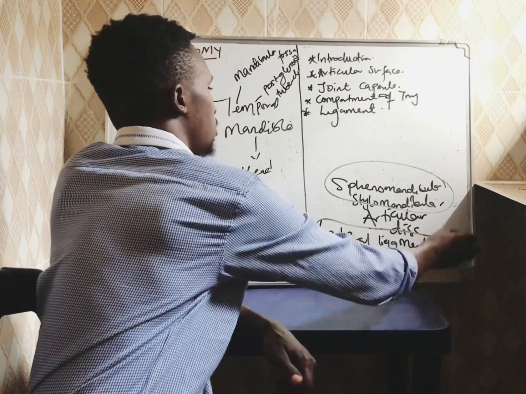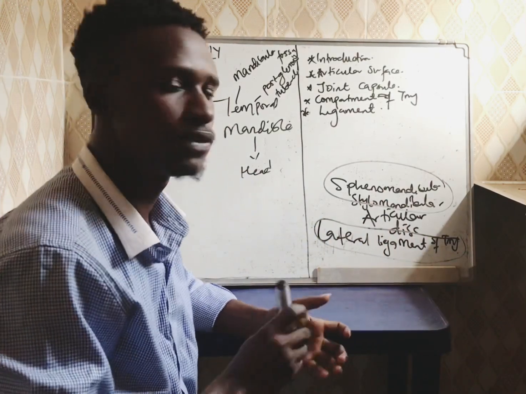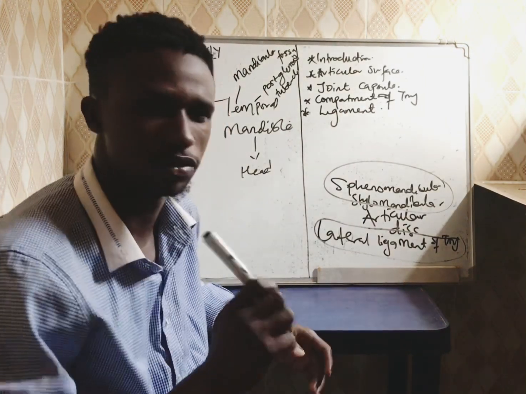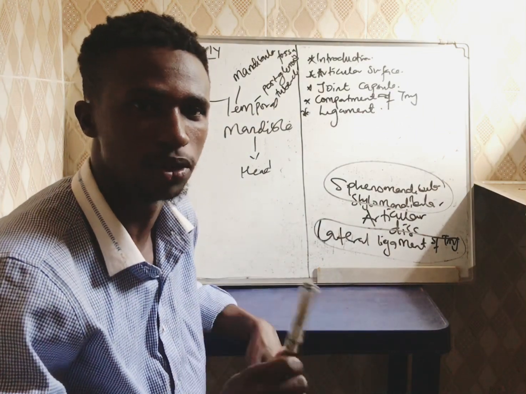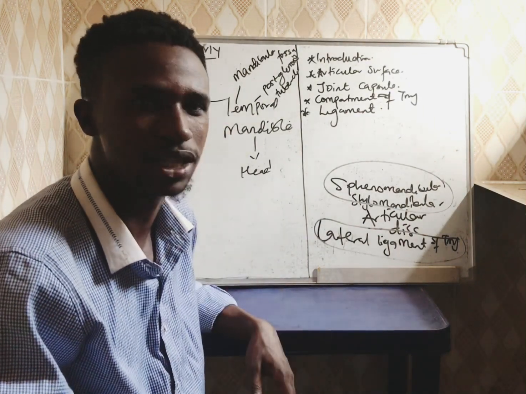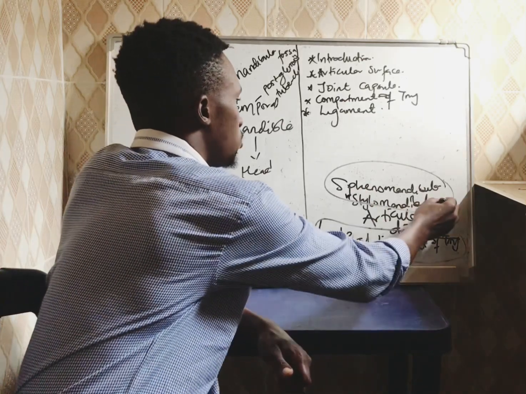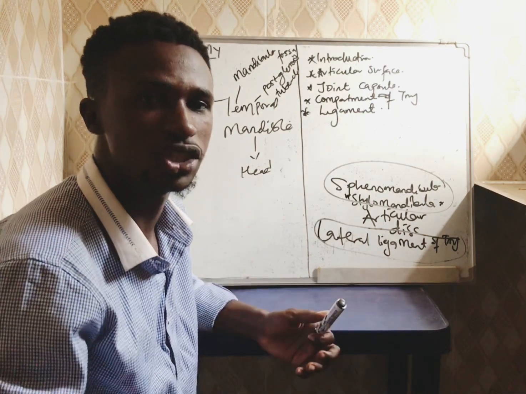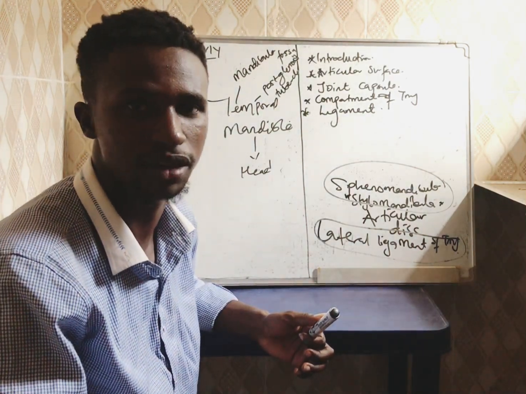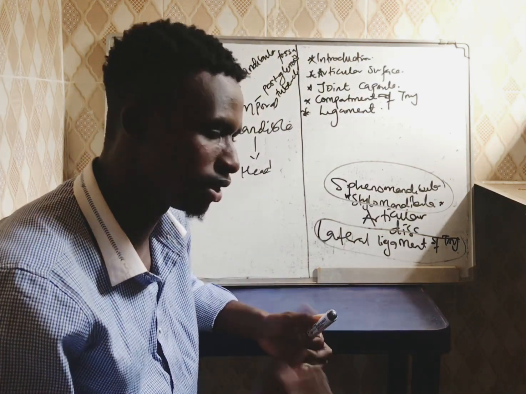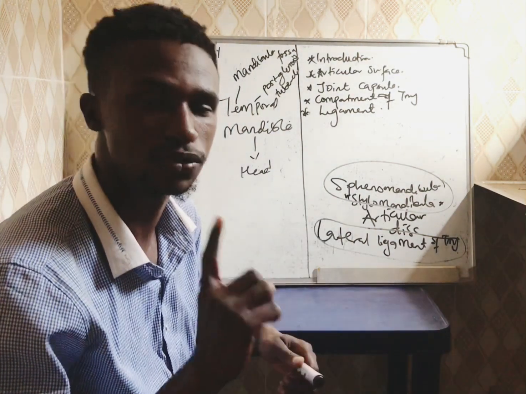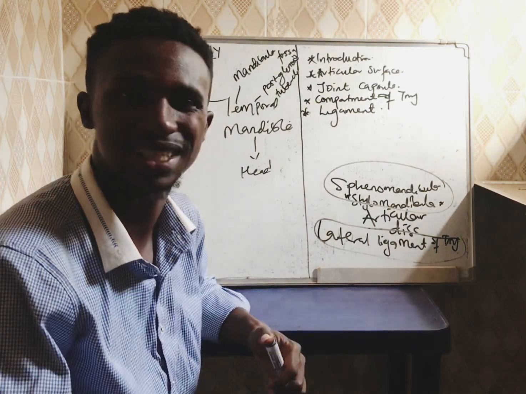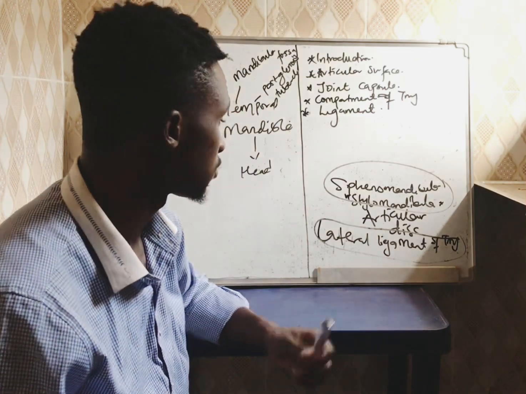So when asked in the exam, list the ligaments of TMJ: sphenomandibular ligament, stylomandibular ligament, and lateral ligament of the TMJ. Note these points. The stylomandibular ligament, stylo, is formed by thickening of the parotid sheath. And remember, the parotid sheath is formed from the investing layer of deep cervical fascia. Remember that point, I will repeat.